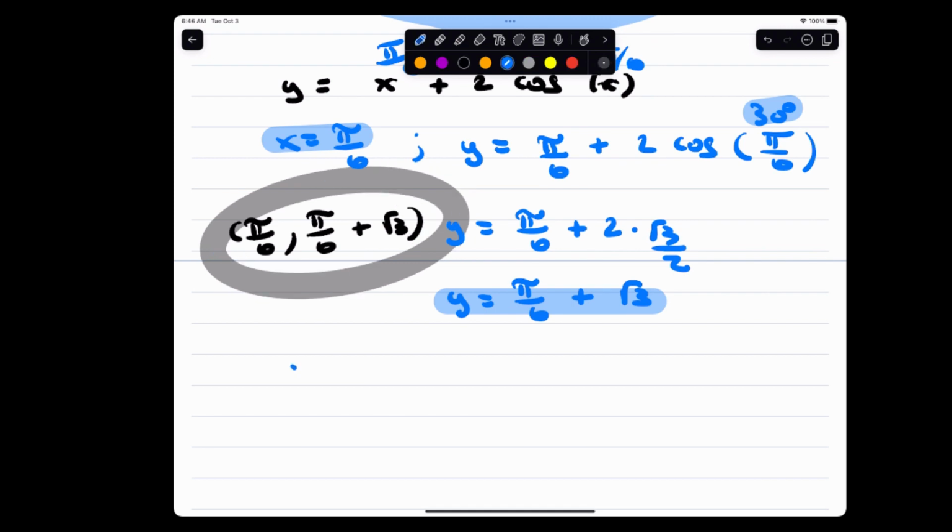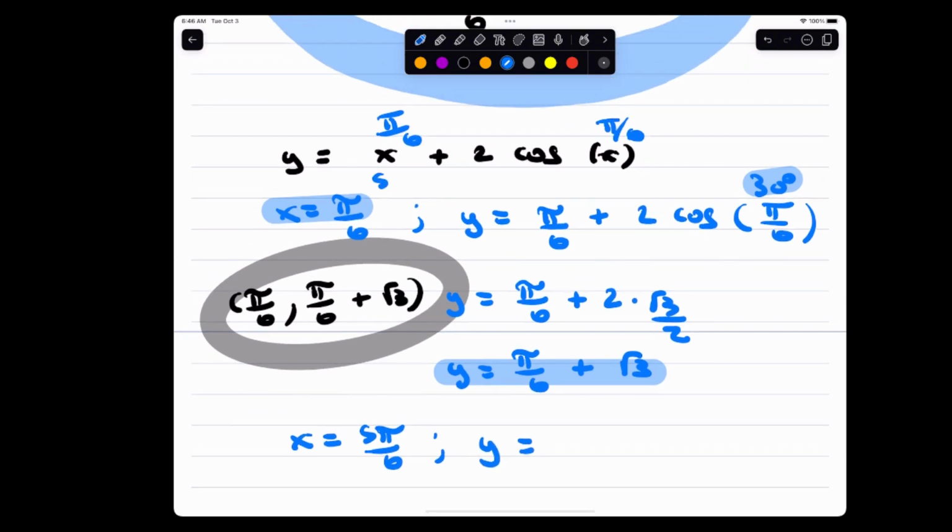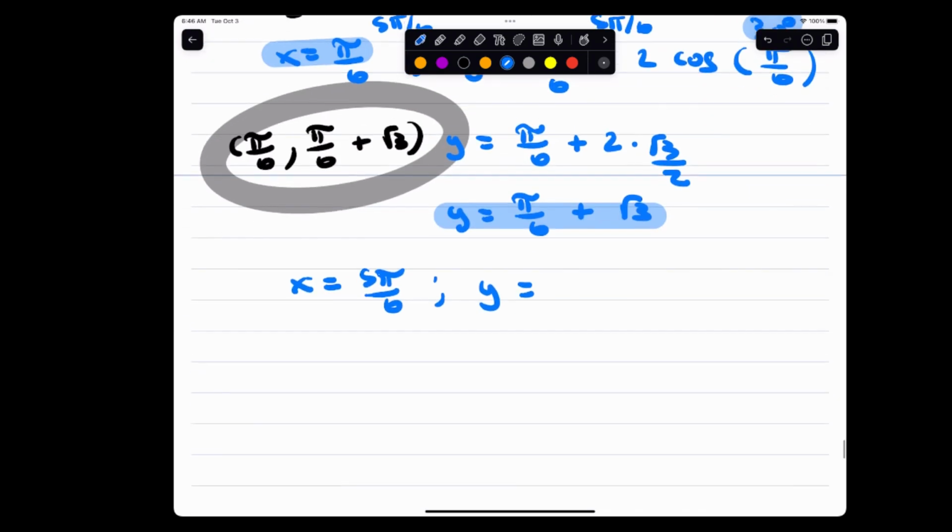What about if they said the second x coordinate was 5 pi over 6? Now that gives you y equals, plug in what now? Your 5 pi over 6, okay? So you get what?